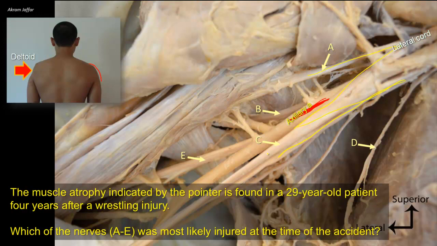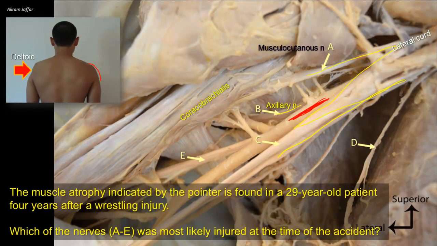So A is derived from the lateral cord of the brachial plexus, and it is the musculocutaneous nerve. It disappears laterally by passing through the coracobrachialis muscle. B is located behind the axillary artery, so it is the axillary nerve and leaves the axilla by passing through the quadrangular space. So the answer here, B is the axillary nerve.